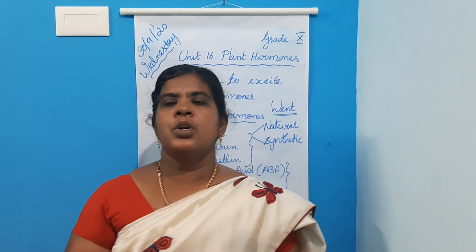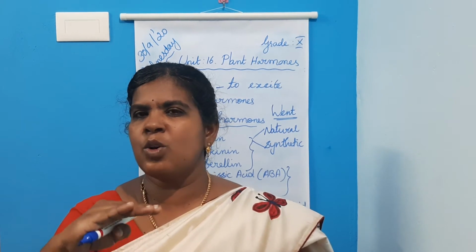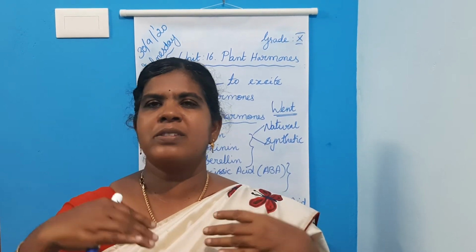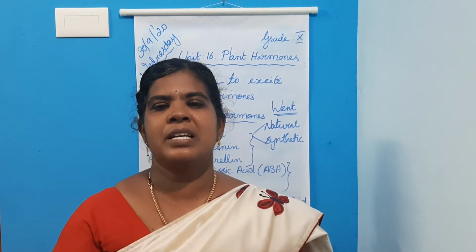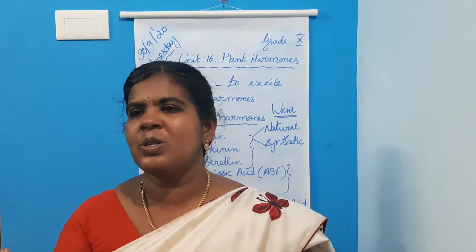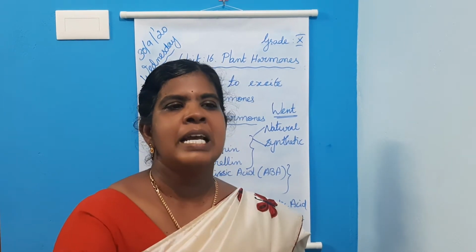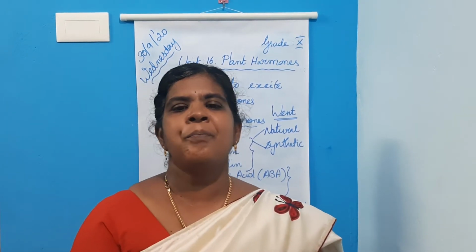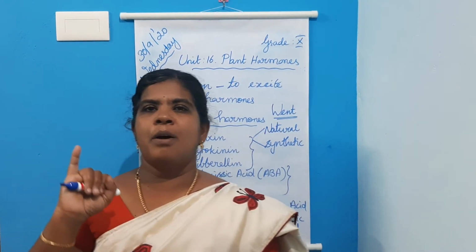Second one is auxin induces root formation when it is there in low concentration. When it is present at low concentration, auxin induces or promotes root formation. When it is present in higher concentration in plants, it inhibits the root formation. So the second point is root formation.